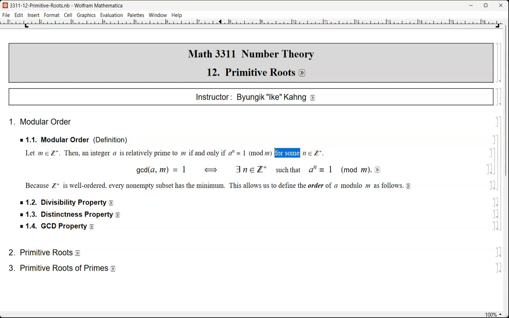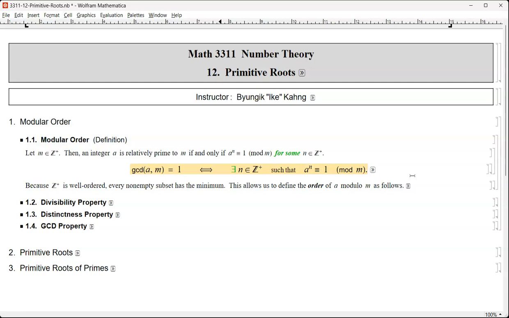Here, please note that I use "for some." What does that mean? Well, experienced students will see that "for some" corresponds to the existential quantifier when expressed in symbolic expression like this down here. In other words, there exists a certain positive integer n, such that a to the nth power is congruent to 1 modulo m. So these two are equivalent. "For some" becomes existential. All good.